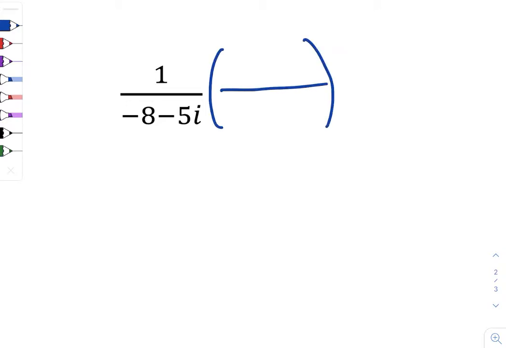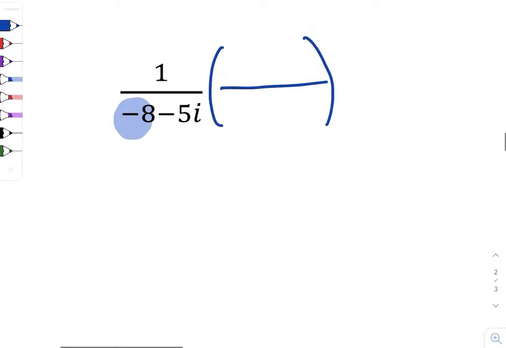conjugate of the denominator. So the way you find the conjugate of the denominator is you go ahead and take the first part of this complex number, which is a -8. It doesn't really matter that it's negative or positive, doesn't change anything. I'm going to take that 8. Then I'm going to take this 5i.